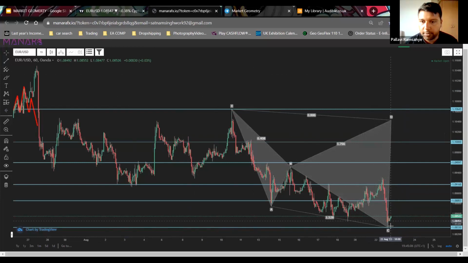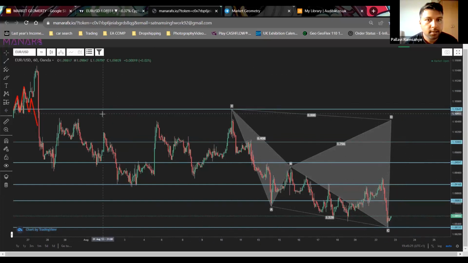So we can see this forming. We already know the rejection from C has already happened, right? It could potentially turn back around from here. It needs to fill out the imbalances at this point. There are quite a few there.